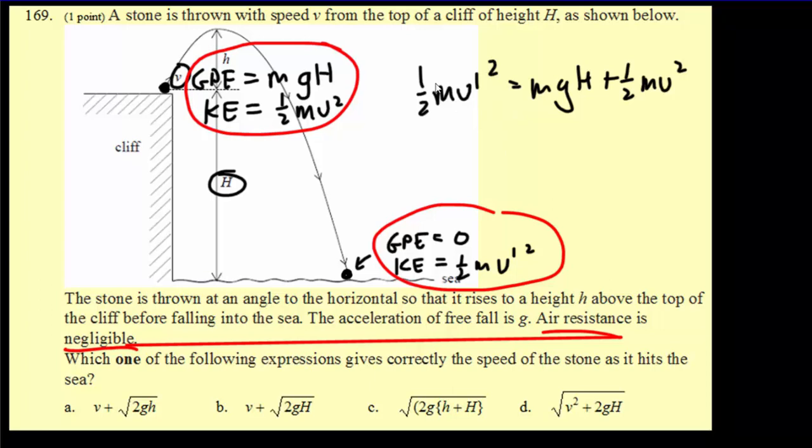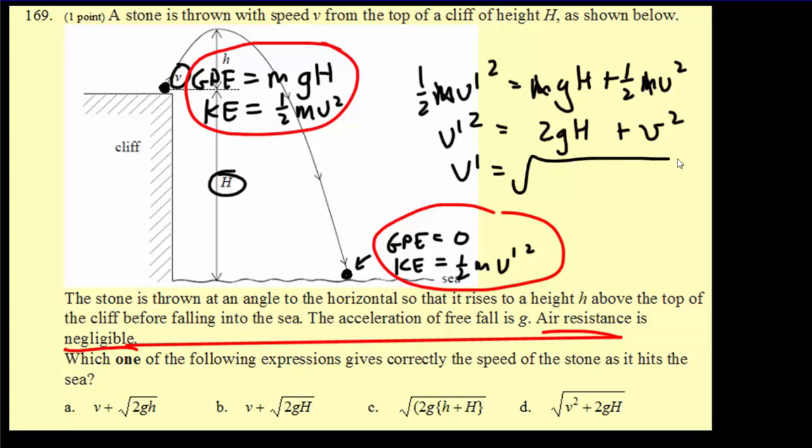All the terms contain an m, so we can divide the m out. And then I'm going to multiply all the terms by 2, so I'll get that v prime squared equals 2gH plus v squared. And then I'll take the square root of both sides so that v primed will equal the square root of 2gH plus v squared. And then we look for that term, and here it is. Correct answer is D.